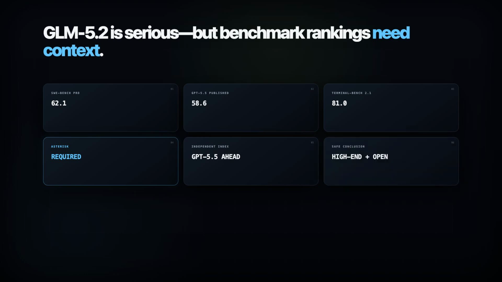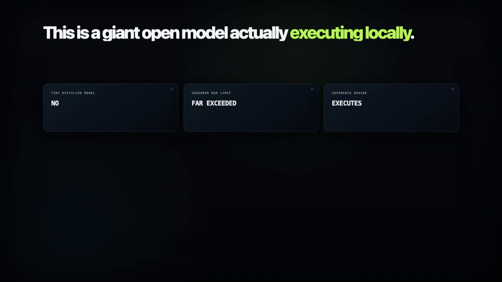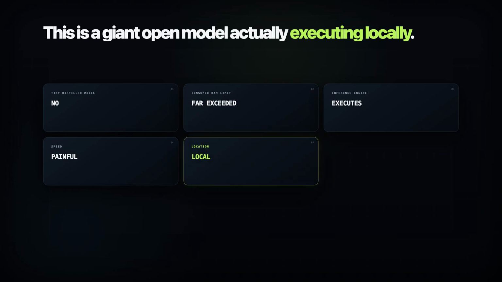The safer conclusion is that GLM 5.2 operates in a genuinely high-end class of coding and reasoning models while keeping its weights openly available. That is what makes the laptop experiment important. If this were a tiny distilled model, SSD streaming would just be a clever optimization. But here, the model is hundreds of billions of parameters larger than what a normal consumer machine could conventionally hold. And yet, the inference engine can still execute it locally. Painfully slowly, yes, but locally. No remote GPU is required for the basic CPU configuration, and once the weights are downloaded, the actual model inference can happen on your own machine.